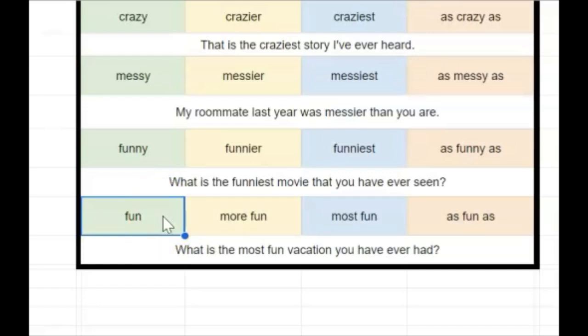And even though people understand what they mean by that, it's not actually grammatically correct. So I have placed the adjective fun here to clarify. So if something is fun, but something is even more fun, then it's more fun. Most fun is out of 3 or more events or experiences that were fun, and the equality is as fun as. And the example sentence is, what is the most fun vacation you have ever had?